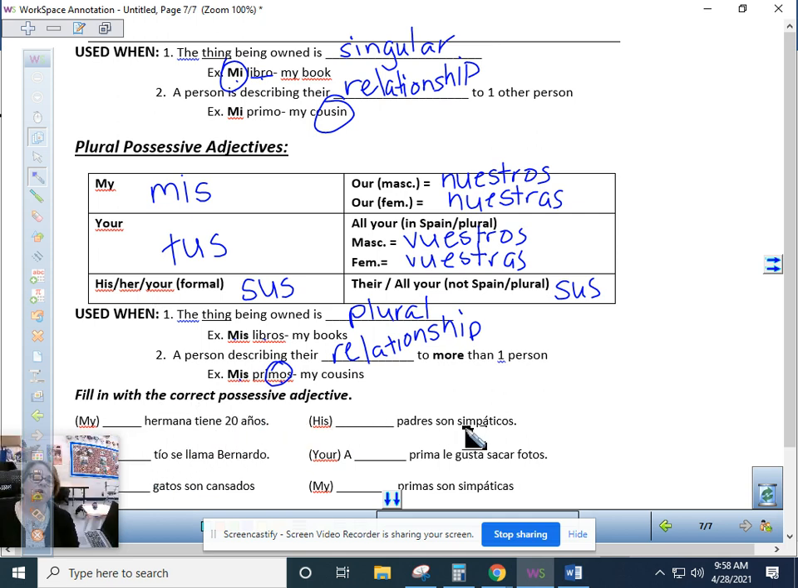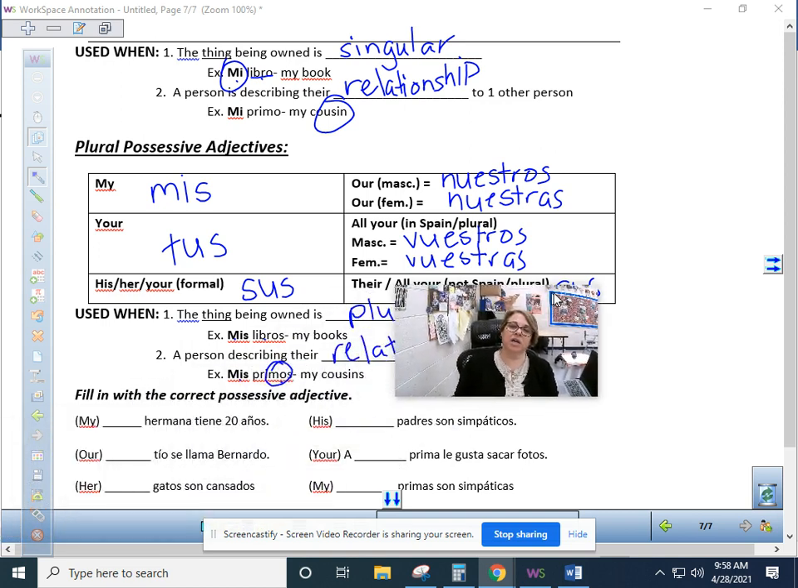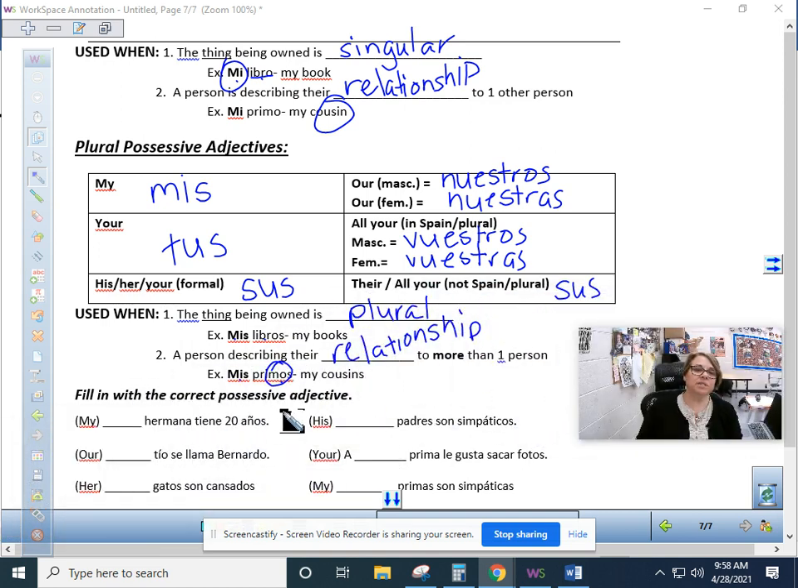So here, I want you to fill in the correct possessive adjective for my, our, her, his, your, and my again. Now remember, you need to look at what comes after it, right? The noun that comes after it to figure out if it's singular, plural, masculine, or feminine. So go ahead and try them, pause the video, and then restart when you're done.